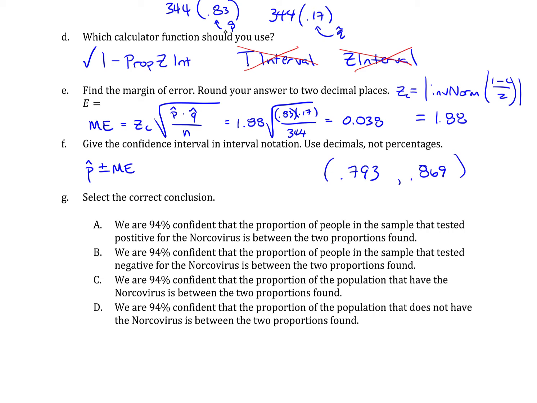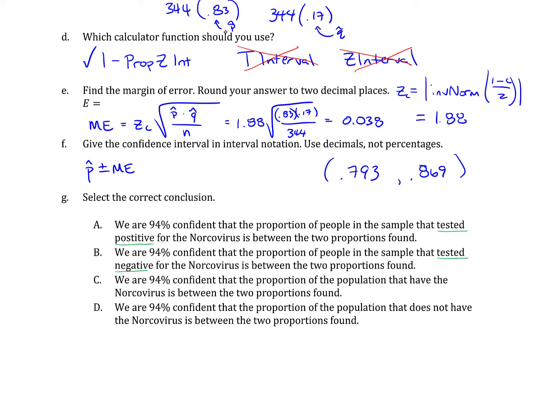Select the correct conclusion. We are 94% confident that the proportion of people in the sample that tested positive for the Norcovirus is between the two proportions found. Okay, well, that sounds okay. Let's read the rest of them. We are 94% confident that the proportion of people in the sample that tested negative for the Norcovirus is between the two proportions found. All right, the difference there is one of them said tested positive and the other one said tested negative, so let's keep that in mind. All right, let's read the rest of them.